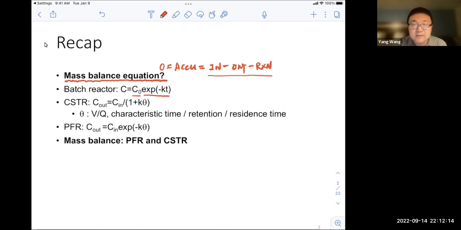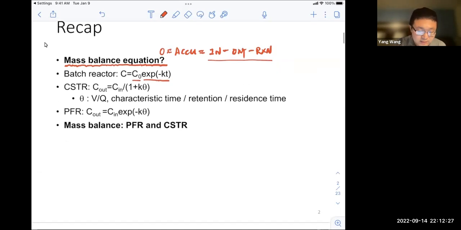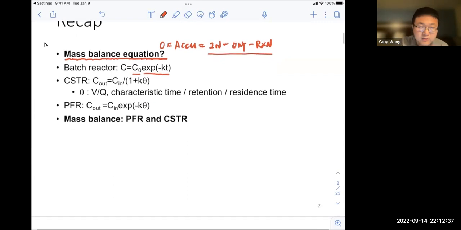For the batch reactor, the challenging part, or the disadvantage, is that everything happens in batches, while in normal operation of pollutant treatment, we want a constant flow going through the system. That's why we refer to the CSTR, the continuously stirred tank reactor. It's well mixed, and we derived that the outlet concentration is linearly correlated with the inlet concentration: C out equals C in divided by 1 plus K theta. The theta here is what we call the characteristic time, retention time, or residence time.